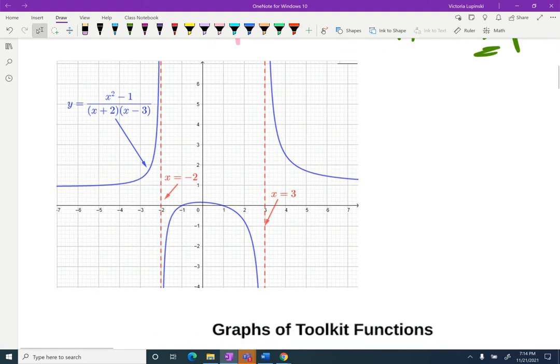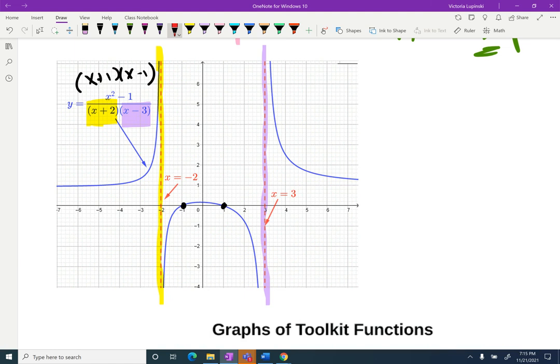Here for the second one, okay, again, I'm just trying to reiterate all the different things that can happen. So this is partially factored. In order to factor completely, you'd have to factor the numerator as the difference of squares. And that is how you would get your 2 zeros. Then, of course, you would have a vertical asymptote here at -2. You would have a vertical asymptote here at +3.